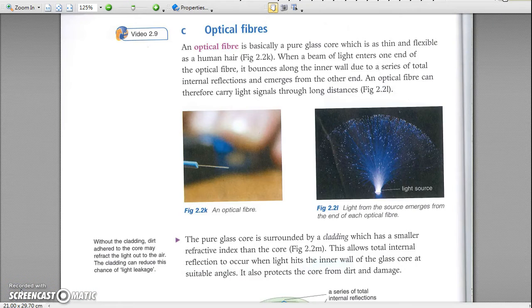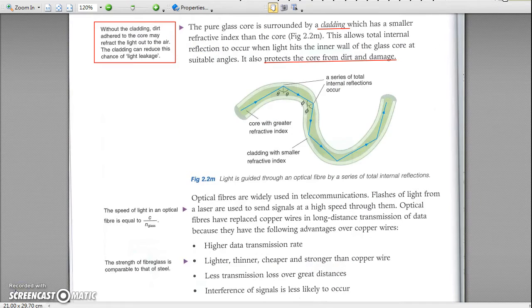C. Optical fibers. Light travels through optical fiber by successive total internal reflections. Optical fiber has a layer of cladding, which has a lower refractive index than that of glass, allowing total internal reflection inside the glass core, and it also protects the core from dirt and damage.